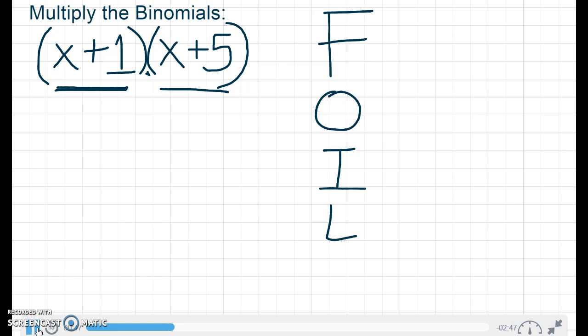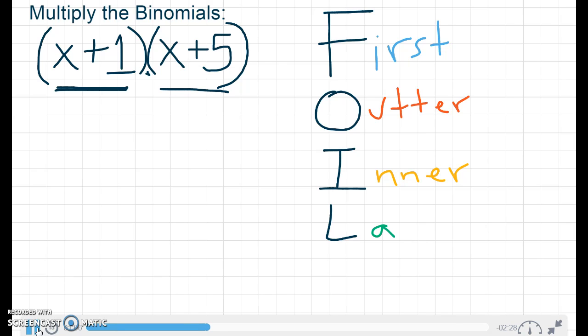F stands for first. O stands for outer. I stands for inner. And L stands for last. Okay, so we're going to go ahead and follow this order and multiply our binomials.